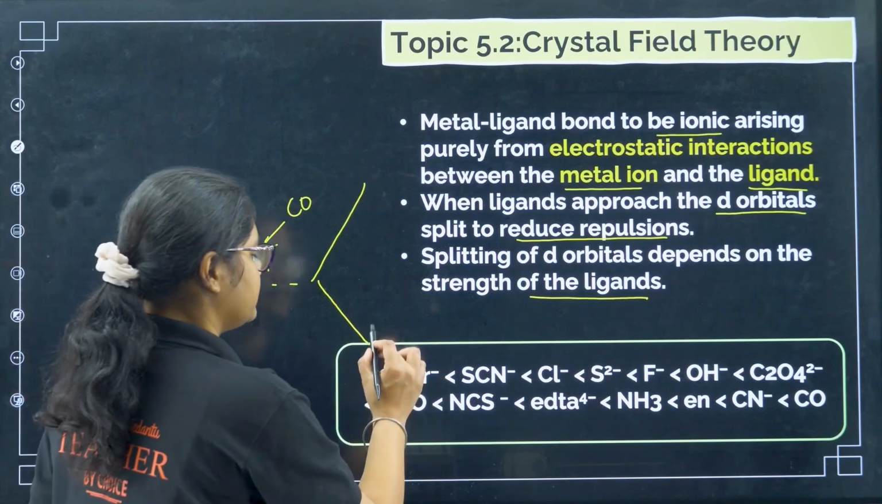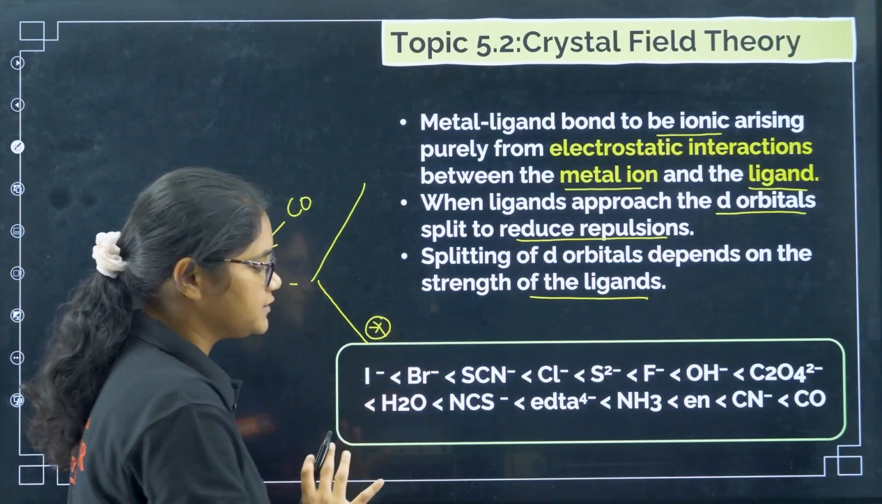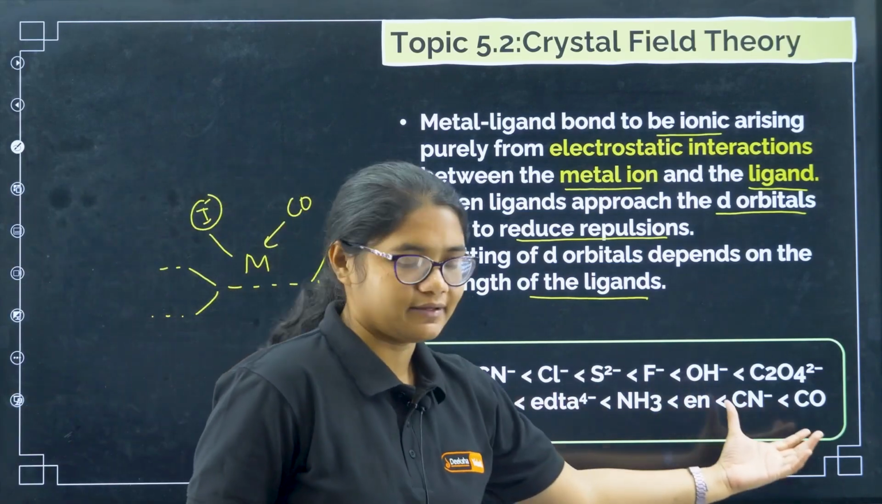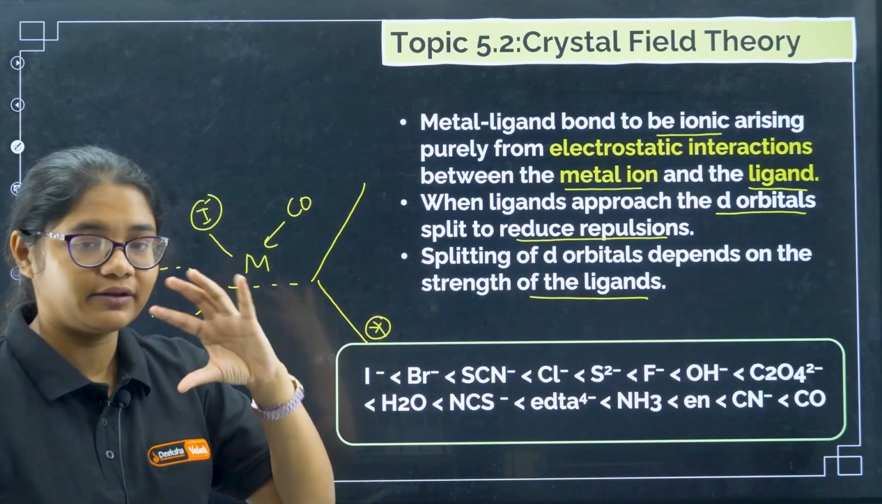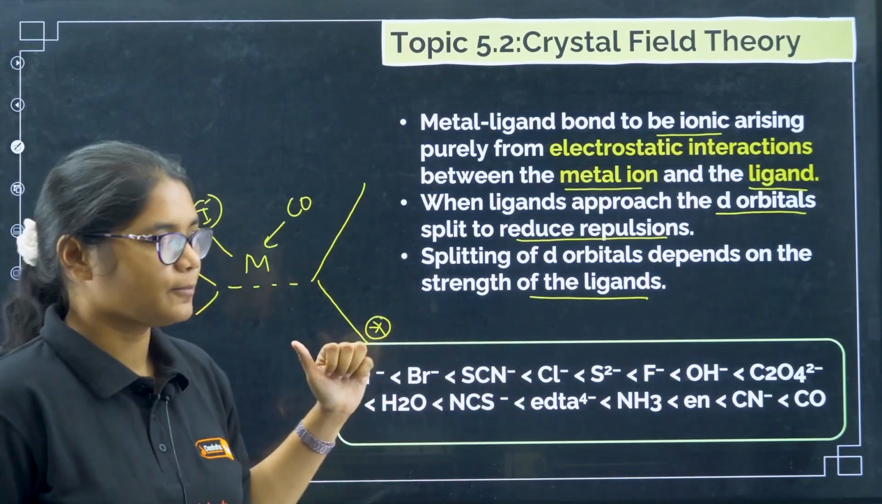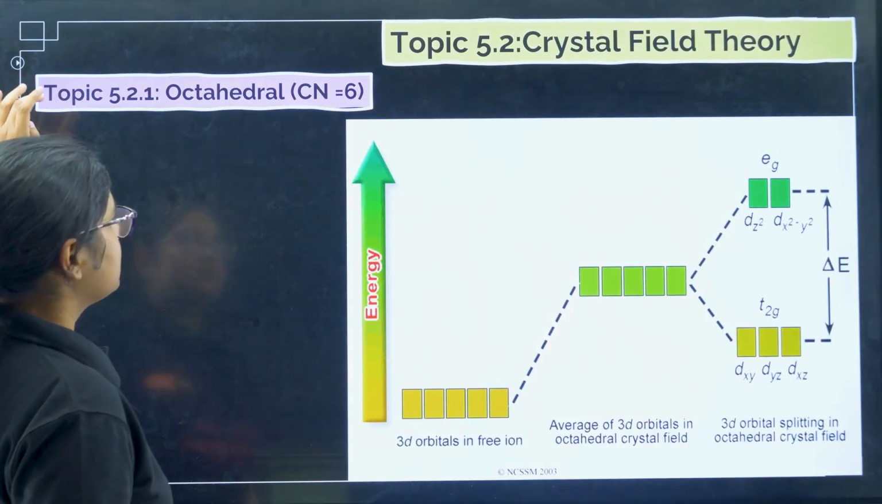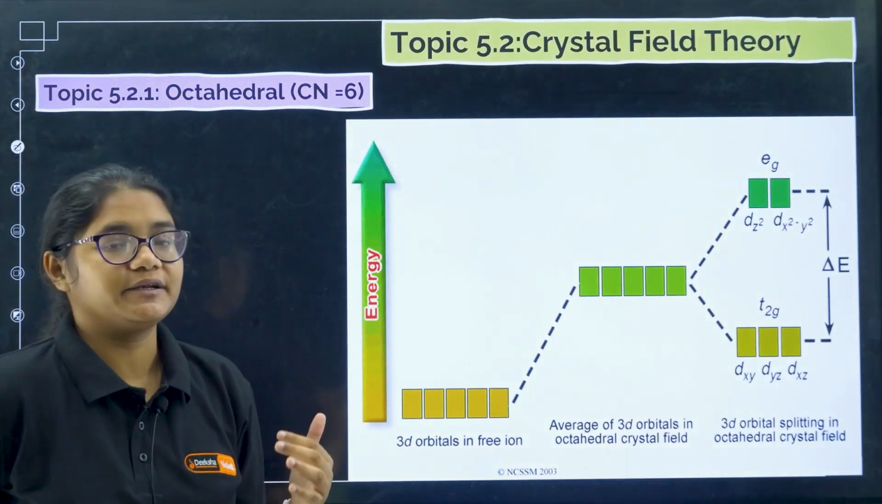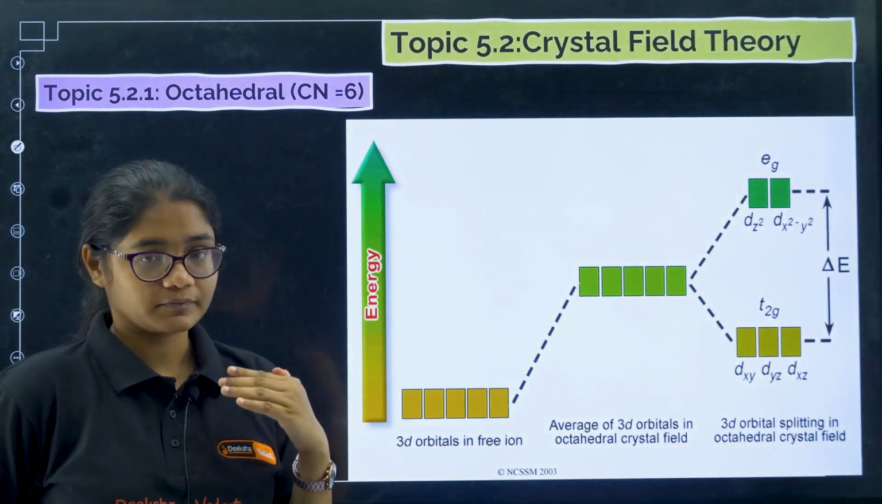You should know this series, please remember this one. At least you should know the first 5 and the last 5 ligands, or at least have an idea which are your weak ligands and which are your strong ligands. After this, we will see how the crystal field splitting takes place in the case of octahedral.